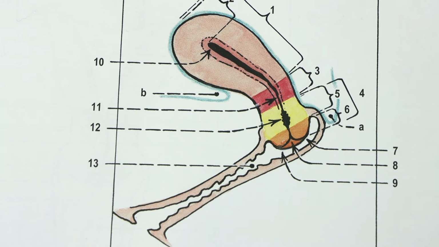Another important point that I already mentioned is the layers of the uterus. We have three layers, as I already said. The inner layer is the endometrium, then the middle layer is the myometrium, and the outer layer is the perimetrium.